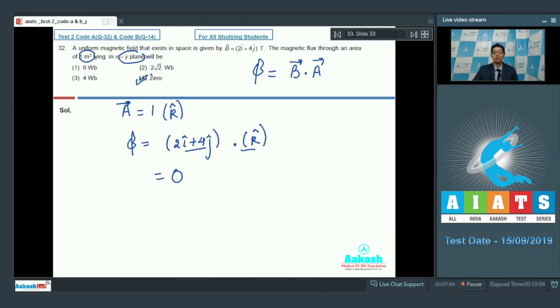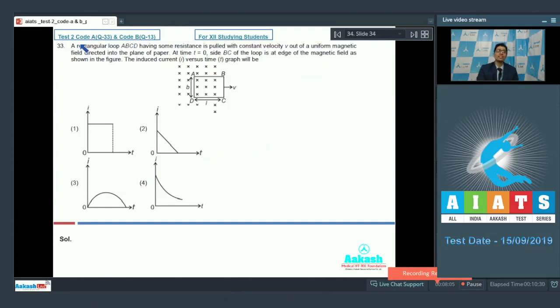Now let us proceed to question number 33. Question number 33 says that a rectangular loop ABCD having some resistance is pulled with constant velocity v out of the uniform magnetic field directed into the plane of paper. At t is equal to 0, side BC of the loop is at the edge of the magnetic field as shown in the figure. The induced current I versus time t graph will be. Now dear students, this is a question on the concept of motional EMF.